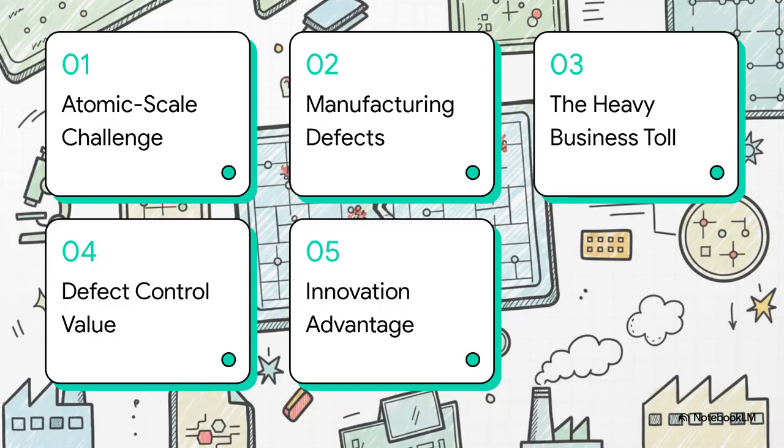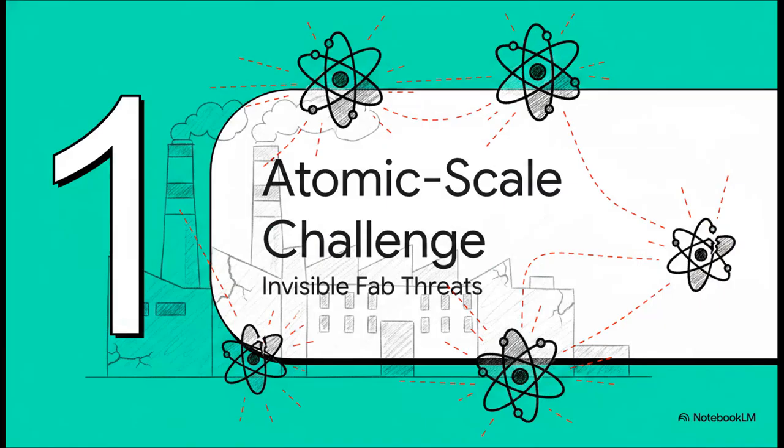To get to the bottom of that, here is our agenda for today. First, the atomic scale challenge. Second, defects across manufacturing flow. Third, the heavy business toll. Fourth, opportunities in defect control. And finally, transforming challenges into innovation. All right, let's dive right into Section 1, the atomic scale challenge.